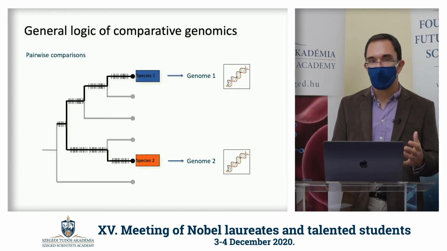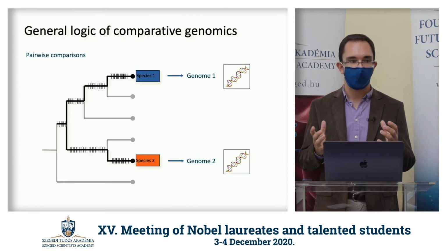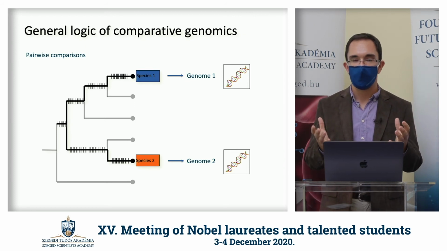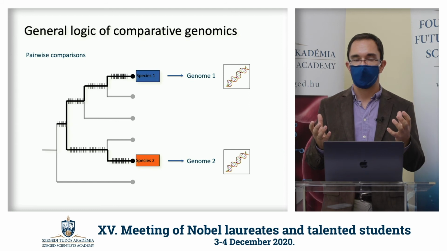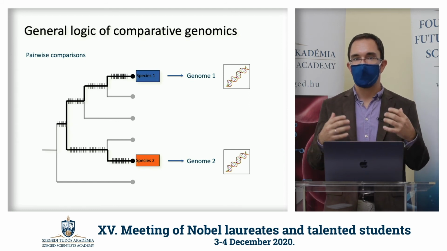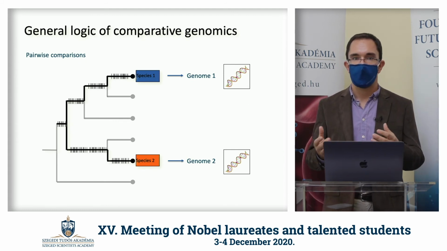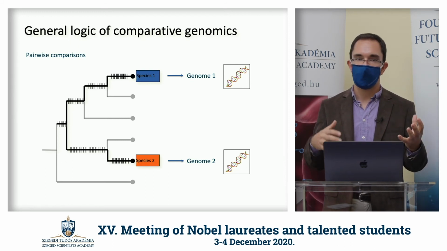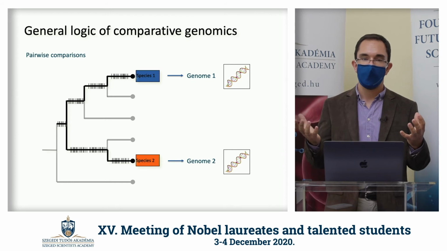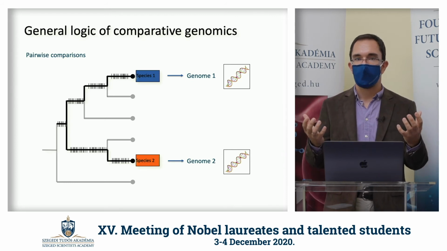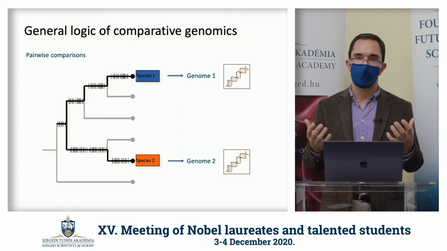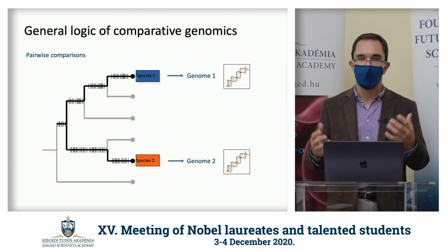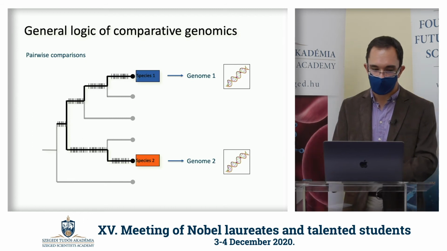So the general logic of comparative genomics is that once we have multiple genomes available, we can ask questions about what is common and what is different in those genomes. Let's assume we have a group of species that possesses one trait, and we have a group of species that doesn't. Then we compare these two groups, and in the ideal case, we are able to answer what are the genes or genetic elements that underlie the difference between these two groups.